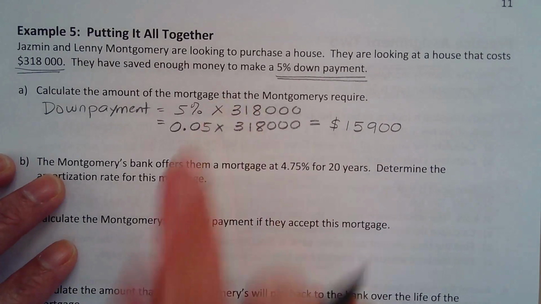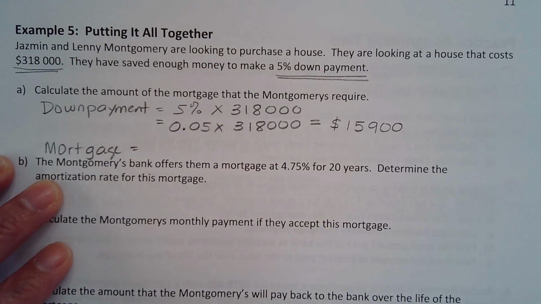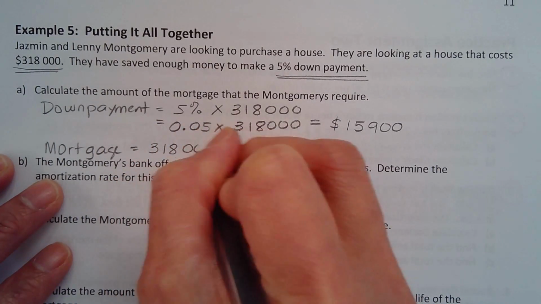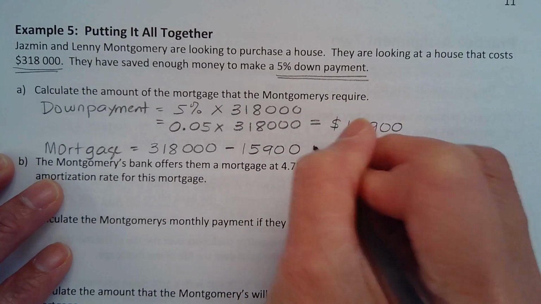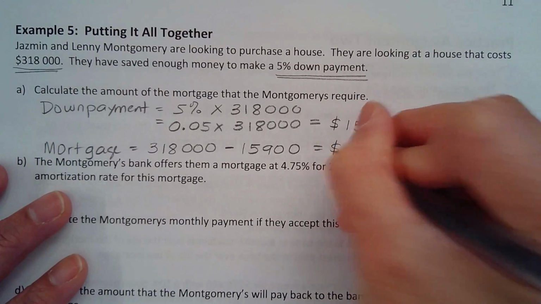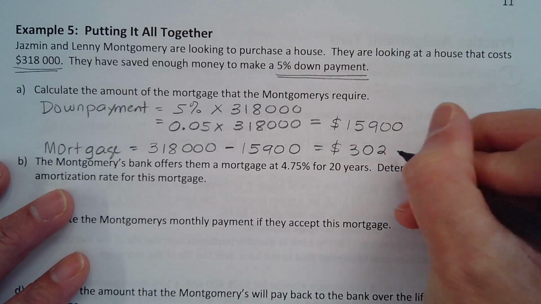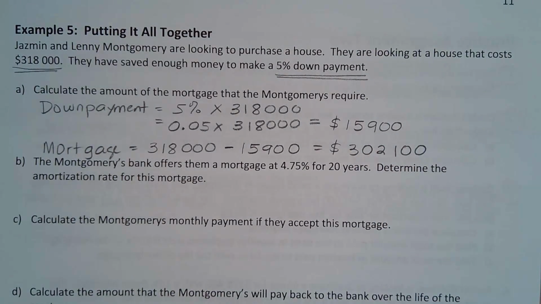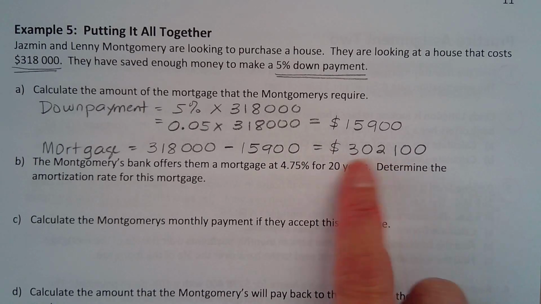So how much is the mortgage? Mortgage is 318,000 minus 15,900. Did you try that? Okay, and I got 302,100. So this is the amount that they're gonna borrow. That's the loan.